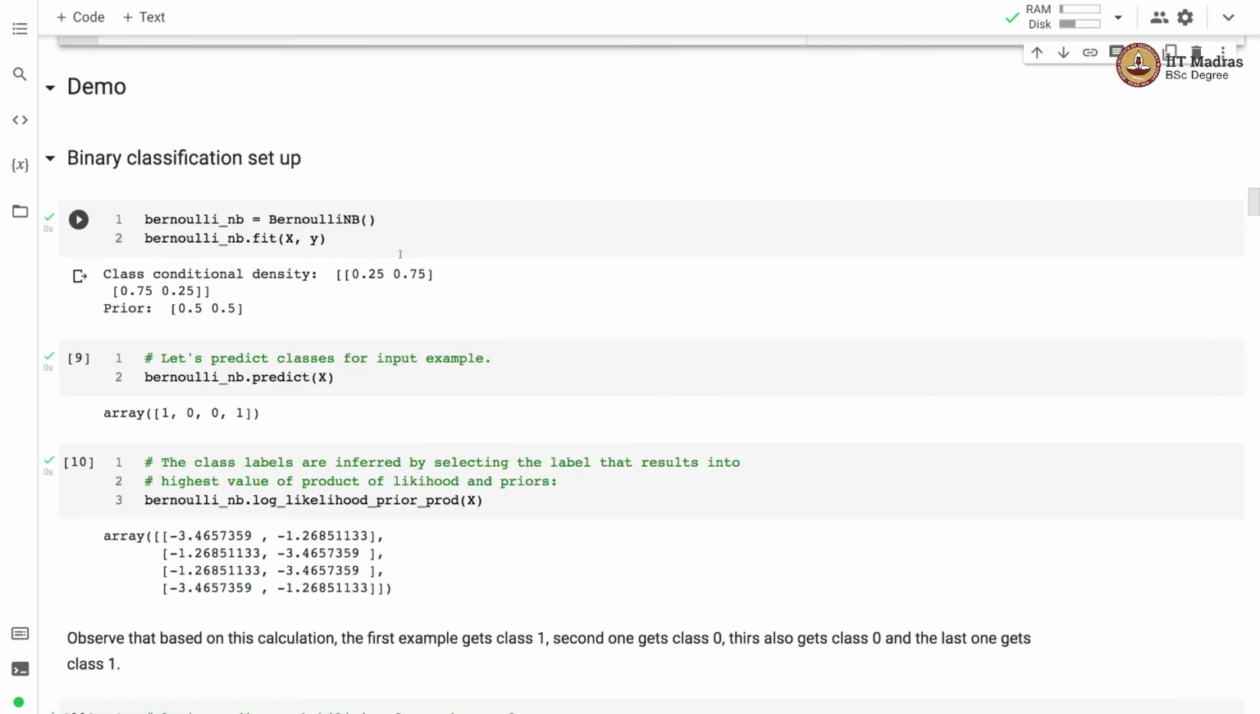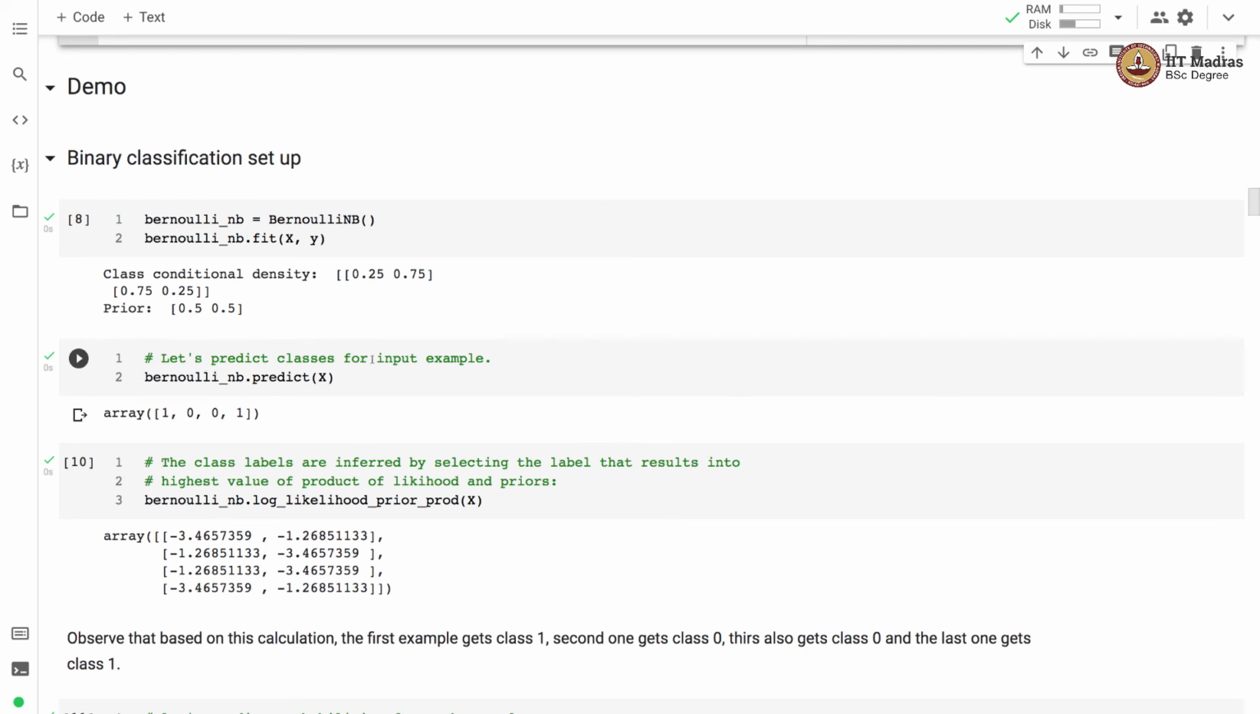Now since we are using Laplace correction for estimation of the parameters, we do not get 0 here. Earlier we were getting 0, now we are getting 0.25 and 0.75 as the parameters of the Bernoulli distribution corresponding to class label 0, and for class label 1 the parameter of the first Bernoulli distribution is 0.75 and the second Bernoulli distribution is 0.25, and the priors are 0.5 and 0.5. We have 50% examples from class 0 and 50% examples from class 1.